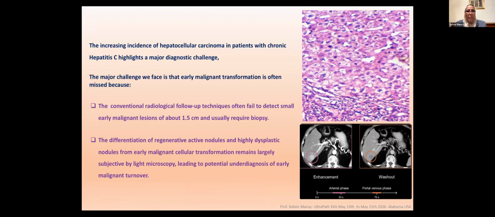As we know, the increasing incidence of hepatocellular carcinoma in patients with chronic hepatitis C highlights a major diagnostic challenge. The major challenge we face is that early malignant transformation is often missed because the conventional radiological follow-up technique fails to detect small early malignant lesions of about 1.5 centimeters and usually requires biopsy. The differentiation of regenerative active nodule and highly dysplastic nodule from early malignant cellular transformation remains largely subjective by light microscopy, leading to potential underdiagnosis of early malignant transformation.